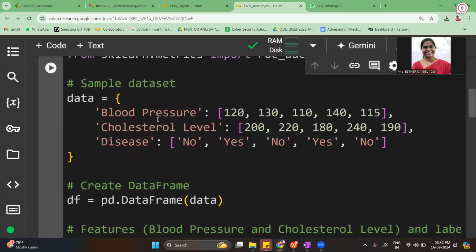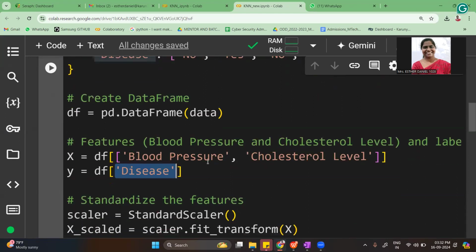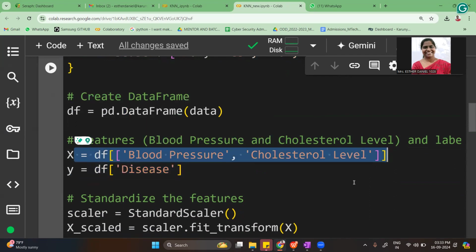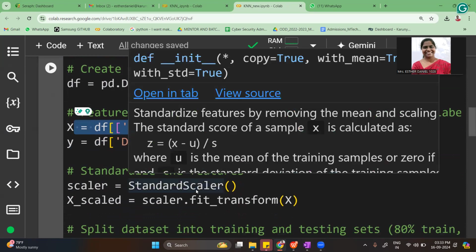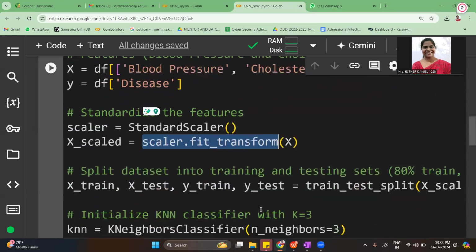So this is my sample data set. For the sample data set, we have to create the data frame, in which we are taking blood pressure and cholesterol level as the features, and the respective labels as the disease, which are no, yes, no, yes, and no. We are taking these as Y and X. Now we have to standardize these features, because for any KNN algorithm, we have to standardize the features using StandardScaler, which will help us to normalize our data. So StandardScaler is used, and I'm giving my X value, the blood pressure and cholesterol values, to fit_transform to standardize the features.